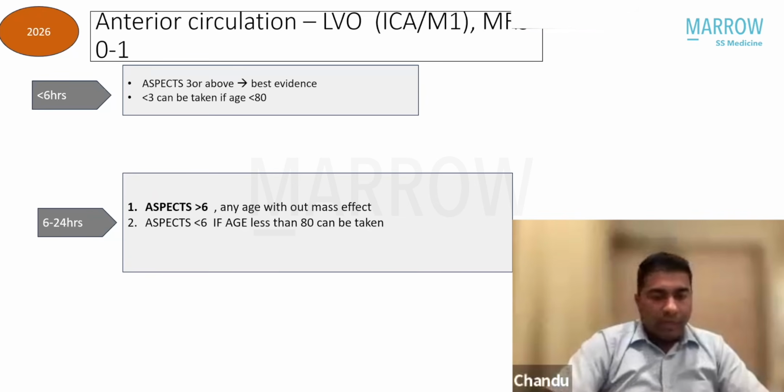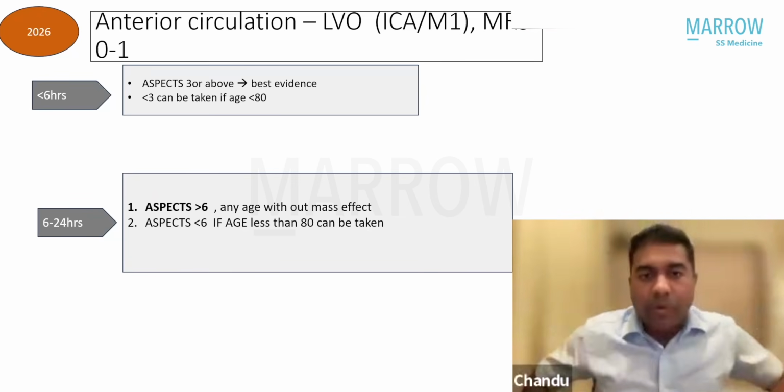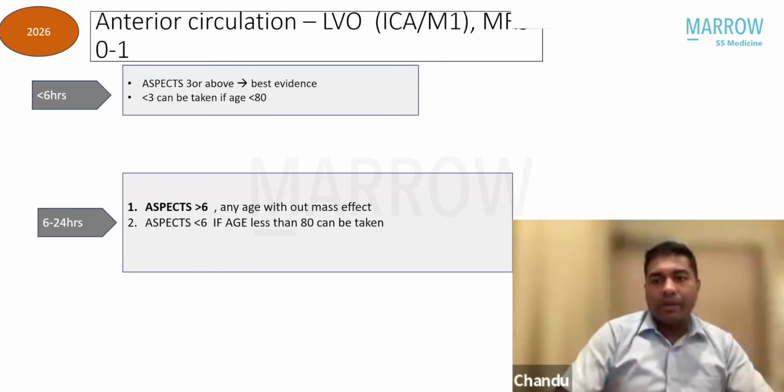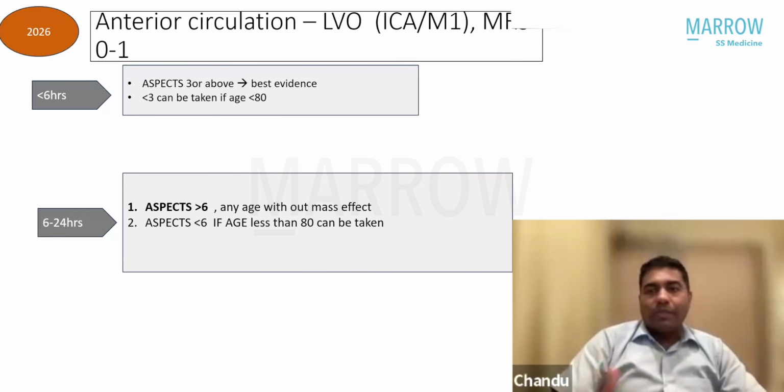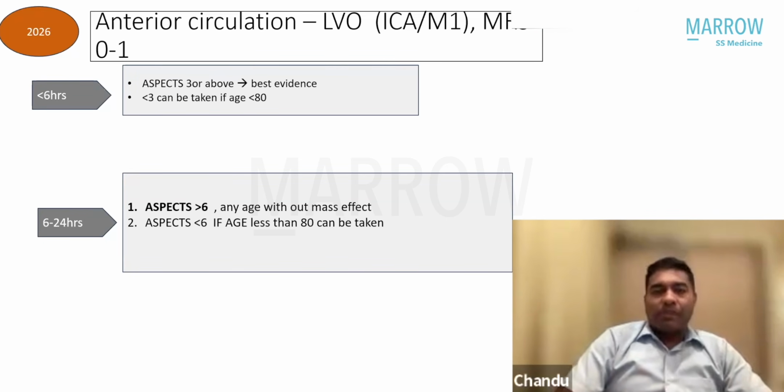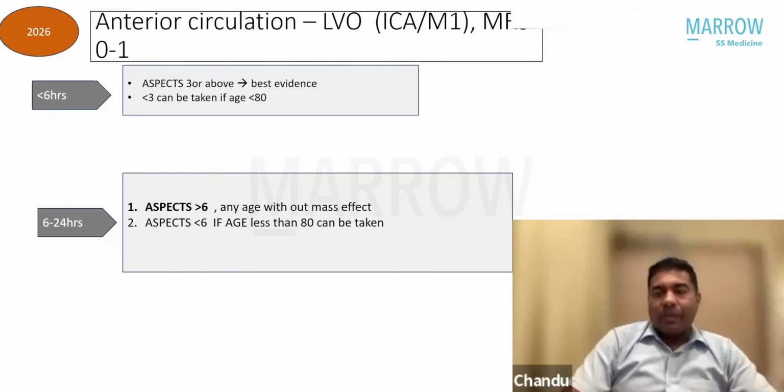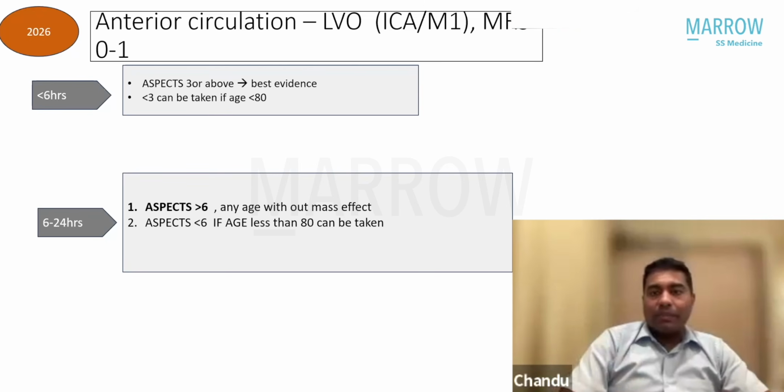So the main change in endovascular therapy is that they have now incorporated small core size, which was not there previously. Previously it was ASPECTS of more than 6, NIHSS of more than 6, and a time period within 6 hours as the criteria for taking a patient for endovascular therapy.